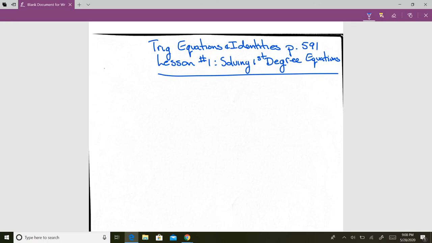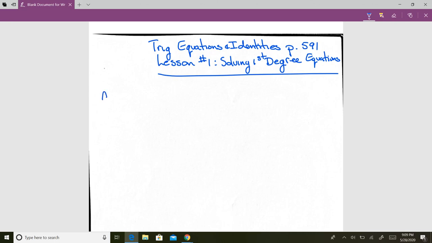I'm writing the notes because I'm going to shorten this a bit instead of using the book, and my book has writing in it, so I can't use the PDF of the book. But we're on page 591. It's lesson number 1, solving first-degree trig equations. And it's just a simple little concept that we're going to introduce here called a general solution.